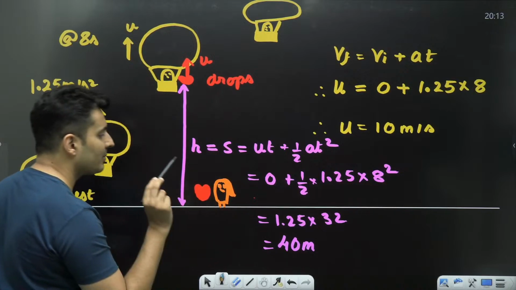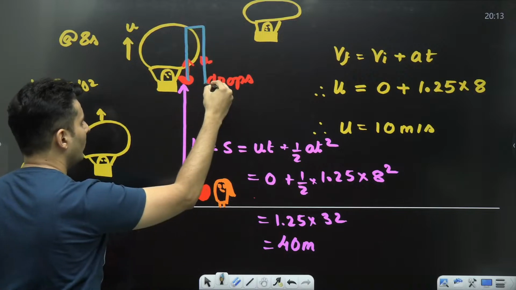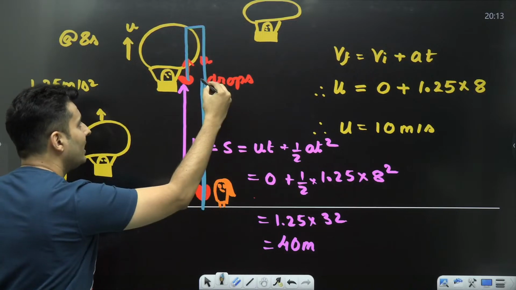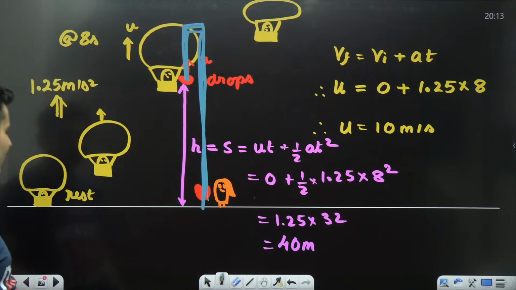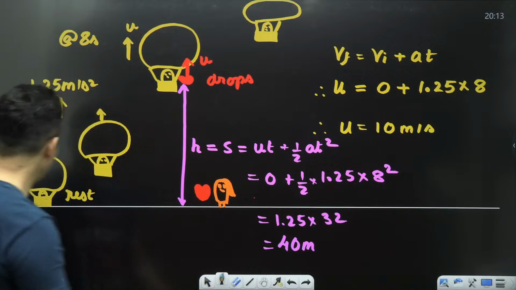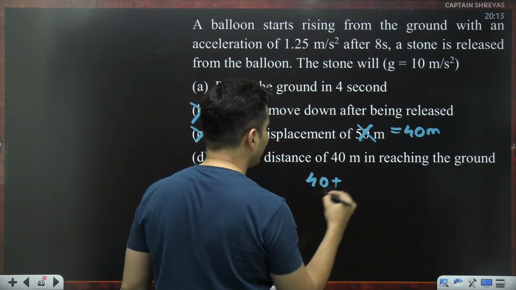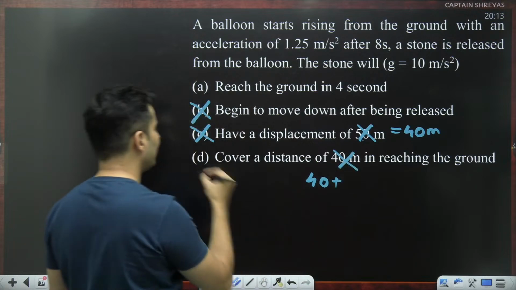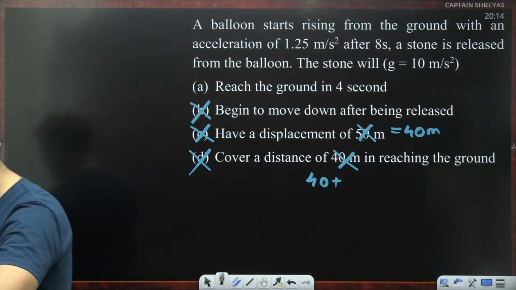Distance, not displacement. It goes up, comes down, then 40 plus x plus x. So it is more than 40, guys. How can the distance be 40? It is more than 40. It is not 40 meters. Hence, option D is wrong.